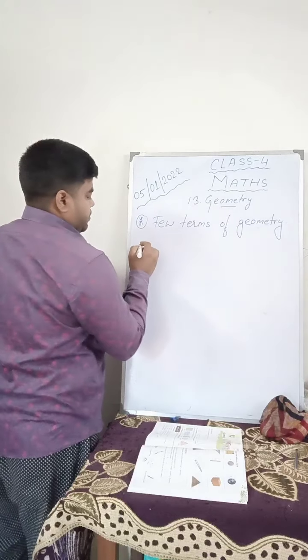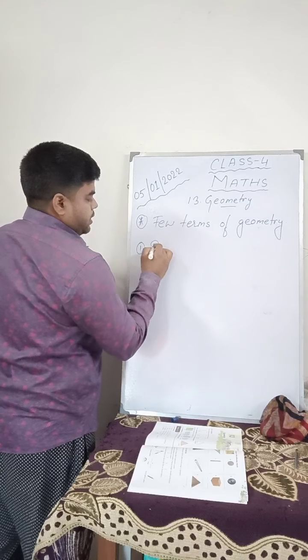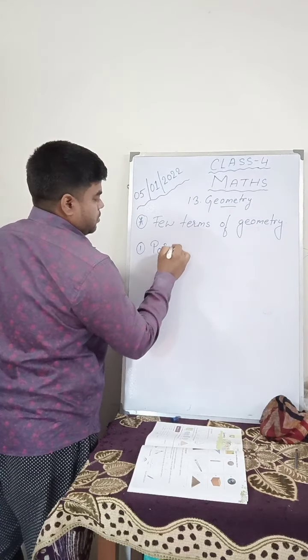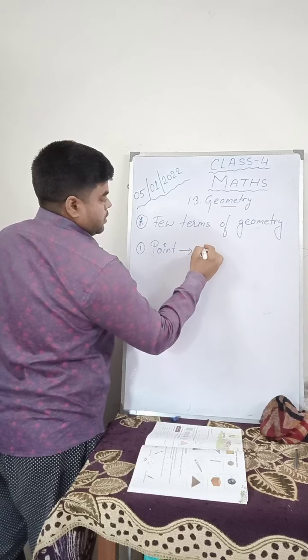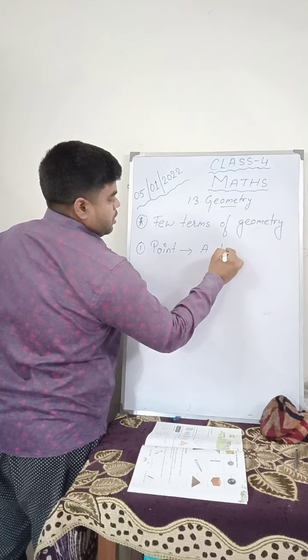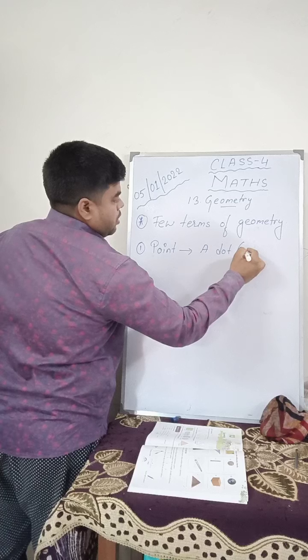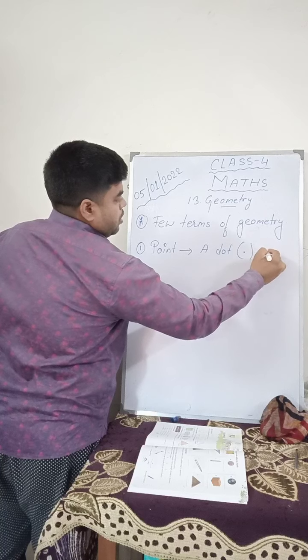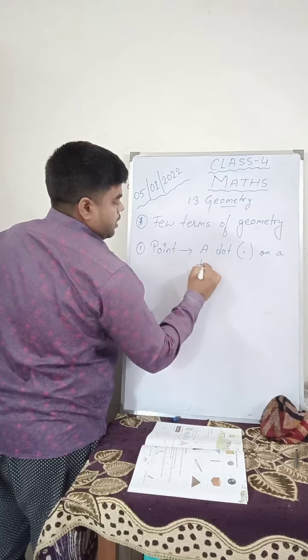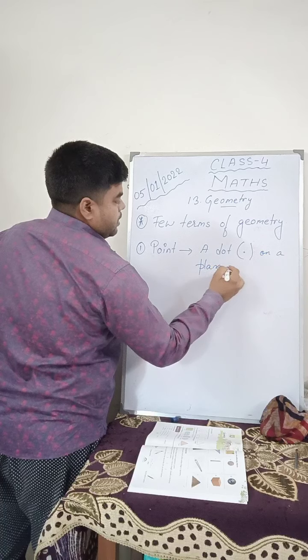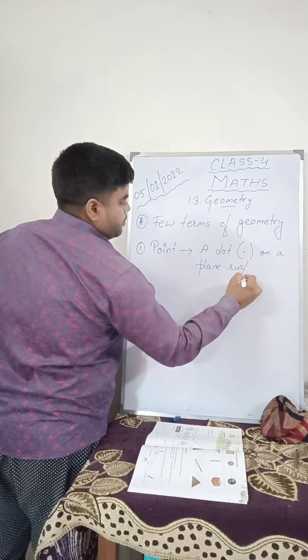Number 1, point. A dot on a plane surface.